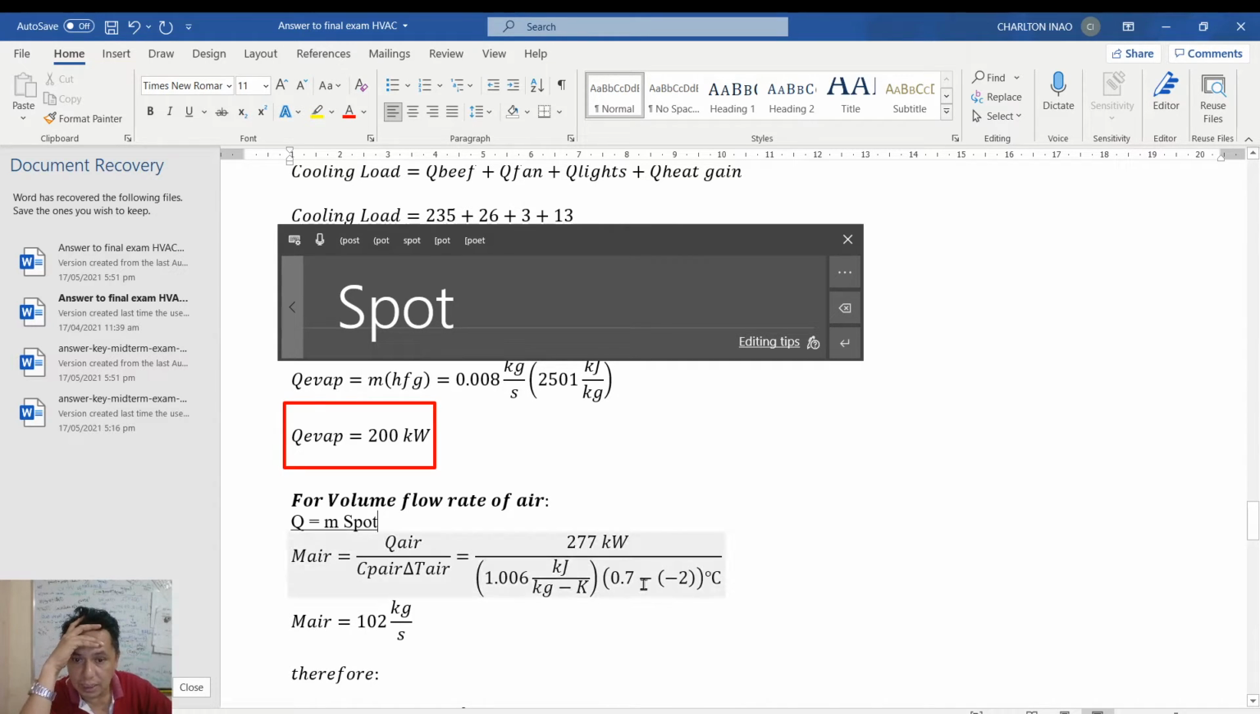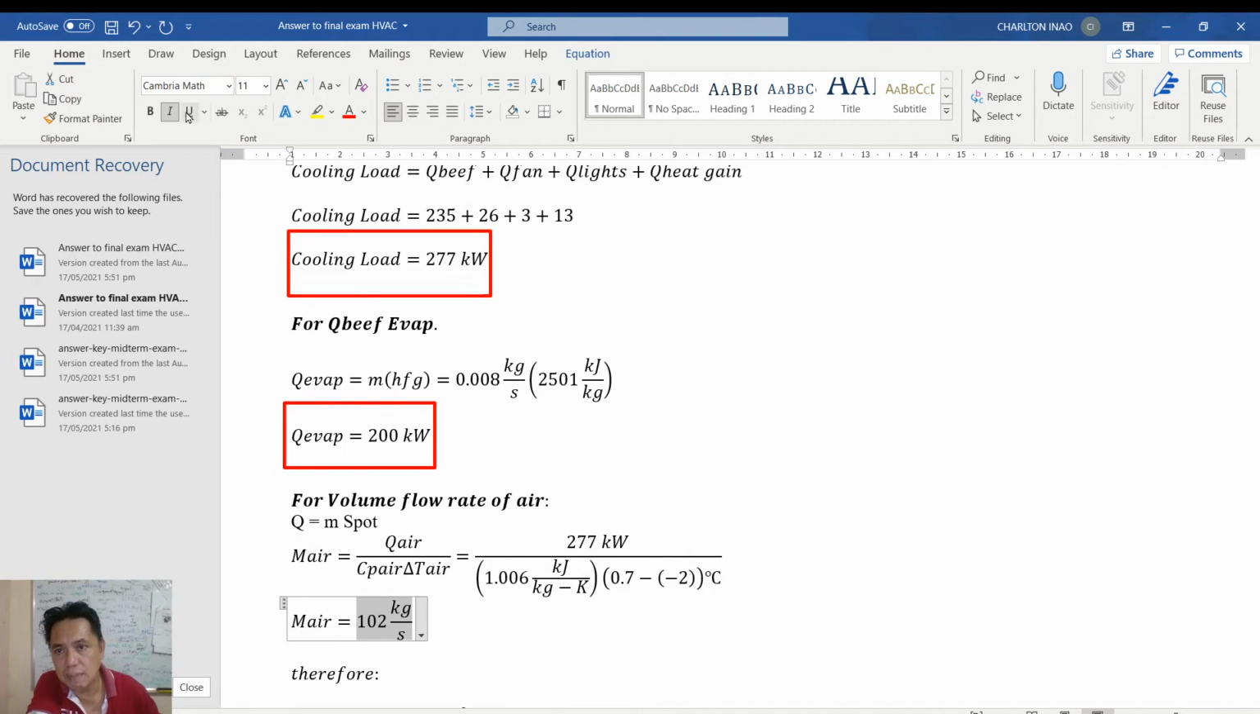So we have the delta T, that is negative 0.7 times negative 2 at the evaporator side, and the Cp of air is pretty much standard. It is 1.006, or 1.01 if you want to round it up. Then Q air is 277 kilowatts. That's the amount of load in the chilling room, including the lights and the fans and the heat gain, plus the cooling load of the product, which is the beef, which is 235. So we're going to have 102 kilograms per second, and that's the mass.